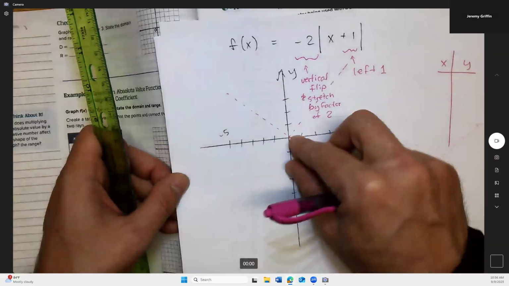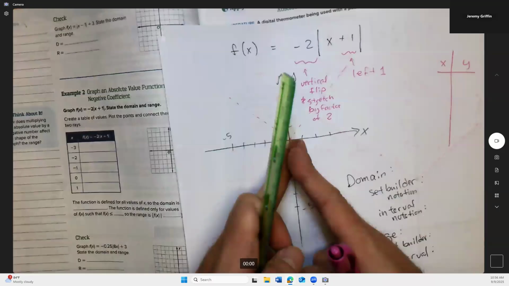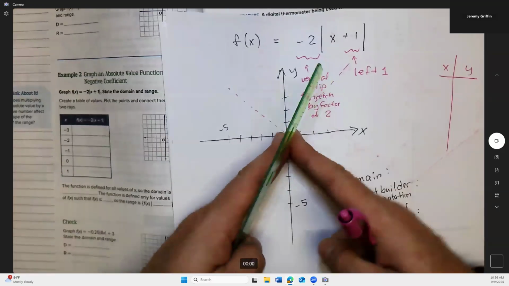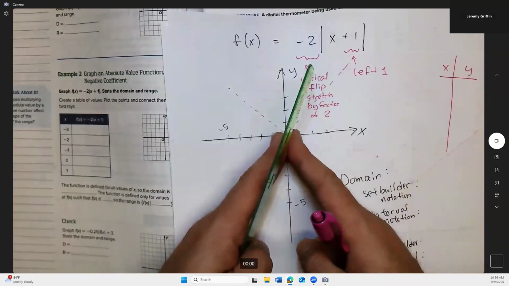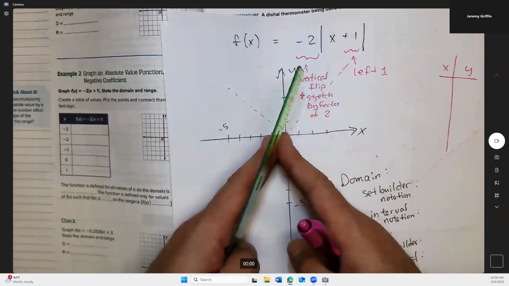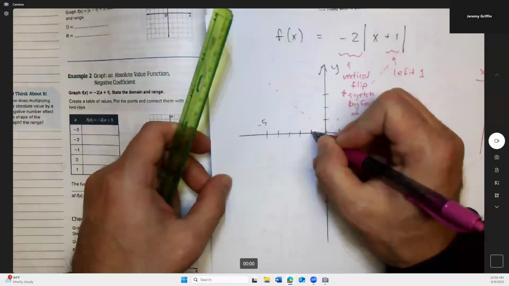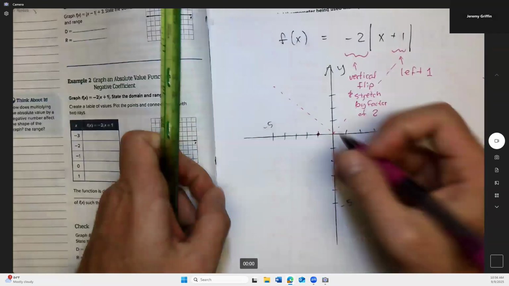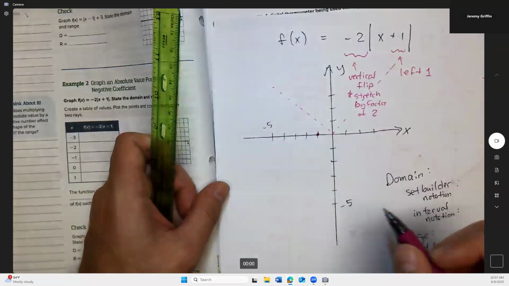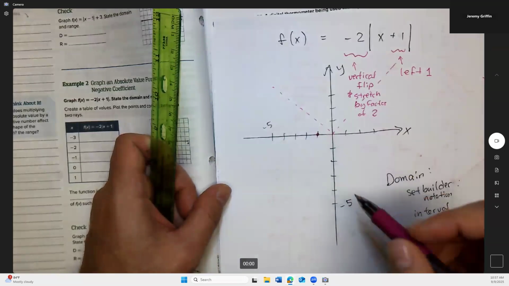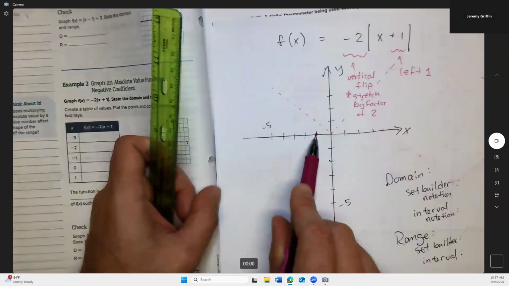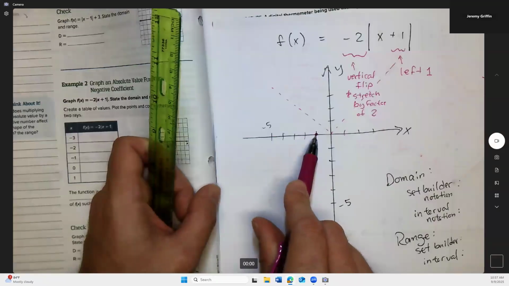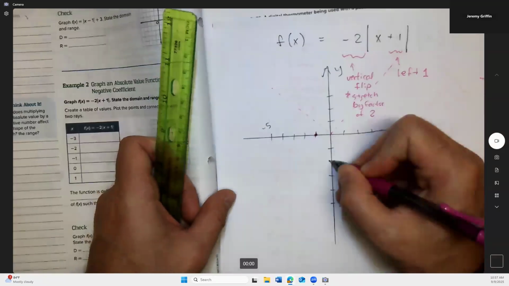Let's stretch it by a factor of 2. So now it looks like this, right? We went from just plain upside down to a factor of 2. And then the whole thing, bonk, left 1. So the vertex should show up right here, at -1, 0. And then somebody tell me, what's the y-intercept? Here's the vertex. Where's the y-intercept? 0, -2. Yeah, exactly. Has to be right here.